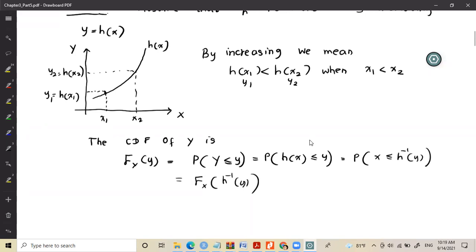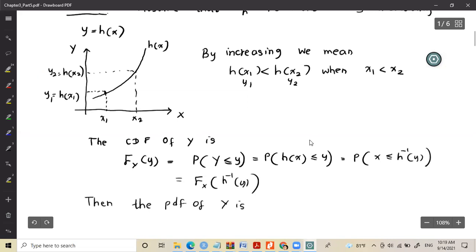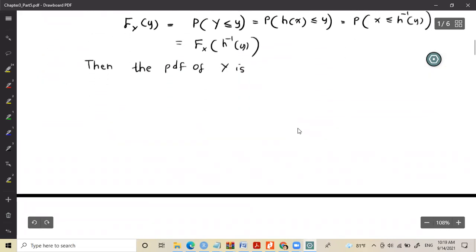So you have the CDF of Y, but what we want is the PDF of Y. So how do you get the PDF? You have to take the derivative. Let's take the derivative of this function, and then you'll end up with the PDF of Y. So that will be f of Y at small y. You have to take the first derivative with respect to y of this function.